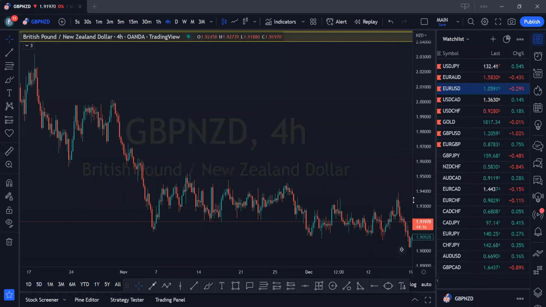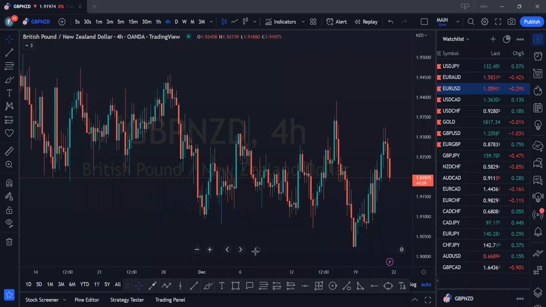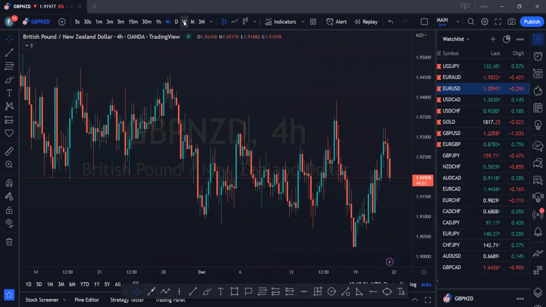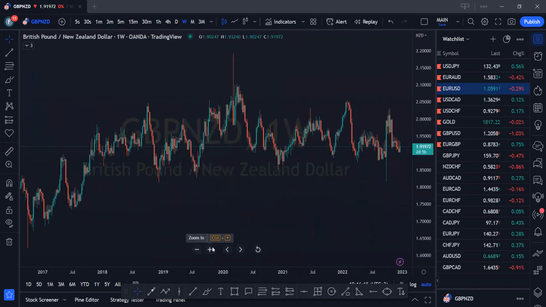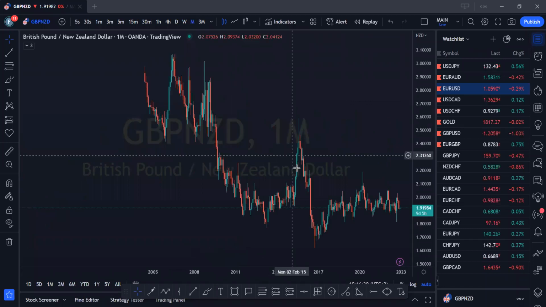All right, so GBP NZD is the pound and the New Zealand dollar. As always, the first thing that we want to do is to check out what is going on on the higher time frame, like the weekly or the monthly. That's where you want to start from, checking out what price is doing on a higher time frame. So this is the weekly chart on GBP NZD. Looks like the market is ranging. Let's see what's going on on the higher time frame, like monthly.